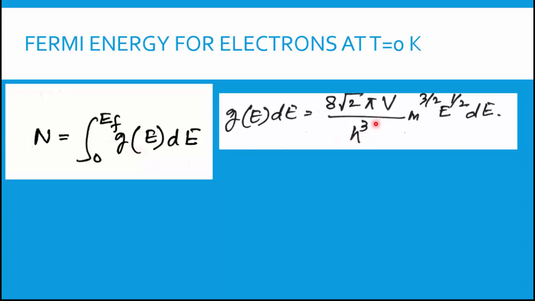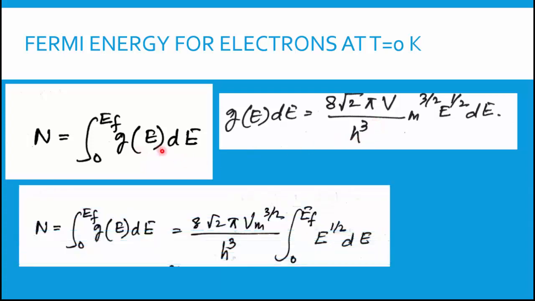I will substitute the value of g(E) here. So if I substitute the value of g(E), it looks like this. The capital N is equal to 8 root 2 pi V m to the power of 3 by 2 by h cube. All these are constant, so they go outside the integration, and from 0 to EF the limit is E to the power of half dE. So I have to do this integration. What will be the value of the integration after I substitute the limit?